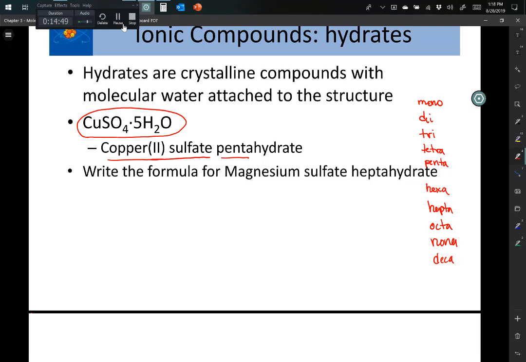And then to just throw things off, there's also hemi. Hemi means it has half a water molecule attached. So for every 2 salt compounds, there's 1 water molecule holding together. So it's called a hemihydrate. If you think about hemispheres, half a sphere, hemi just means half.